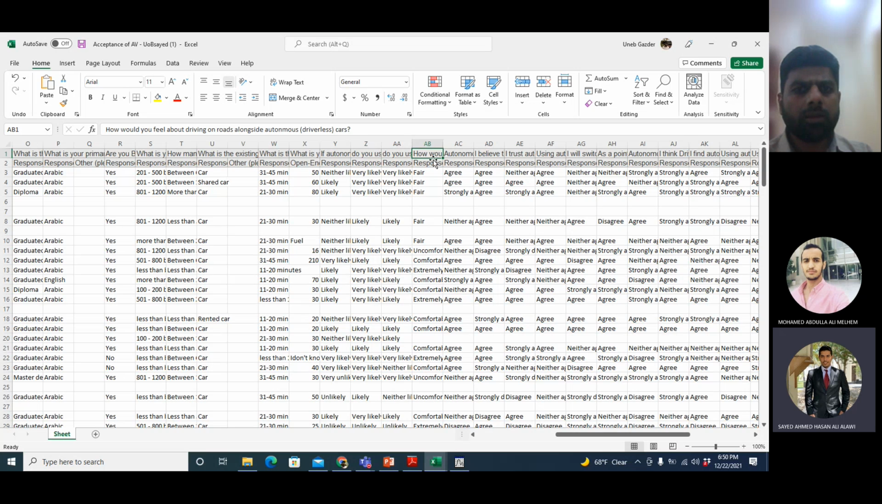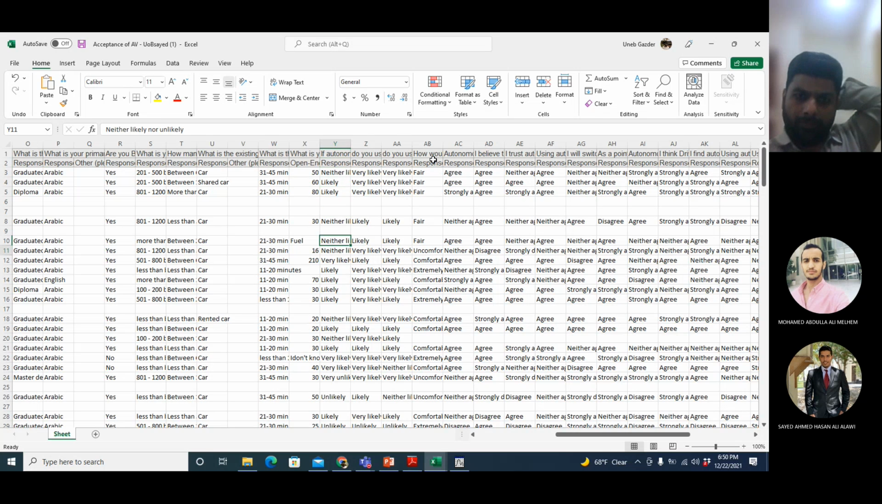Y. So for example, if somebody said likely or very likely, that means he will shift. Somebody answered likely or very likely, he will shift. And somebody said otherwise, he will not shift. He will still be using whatever he is saying here.